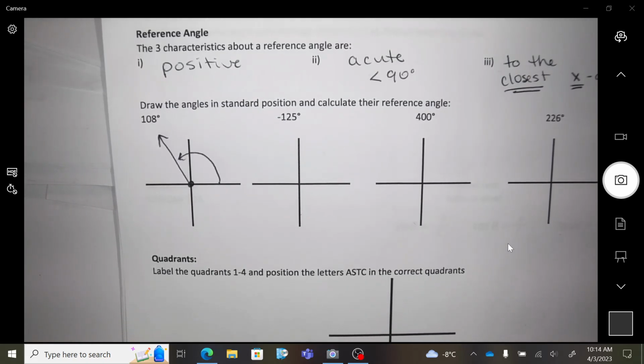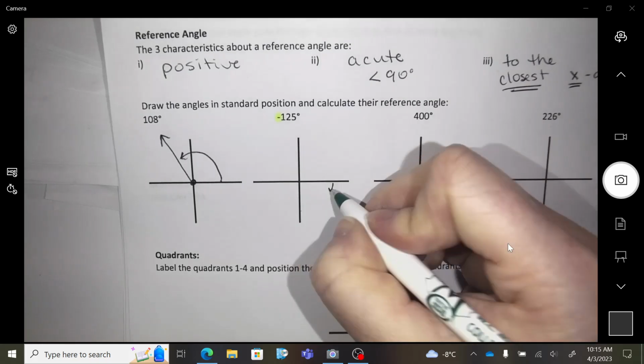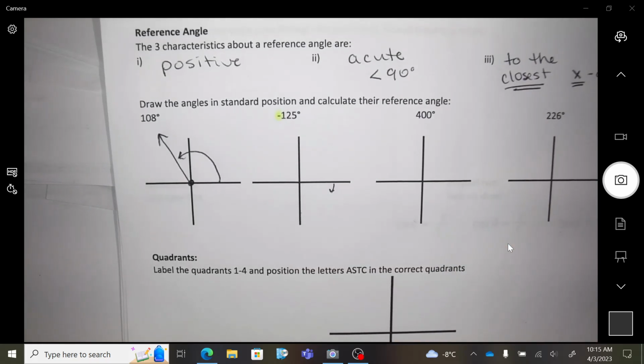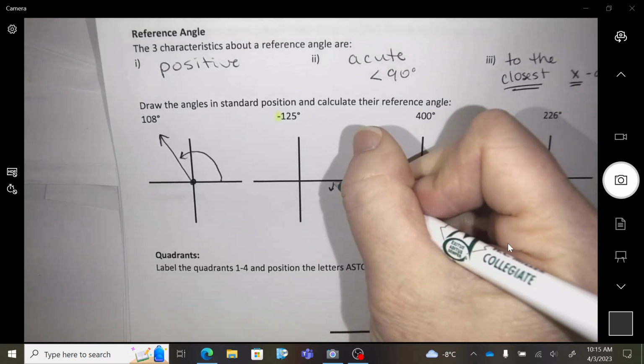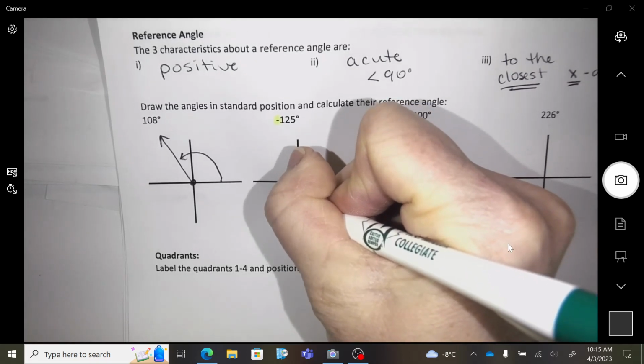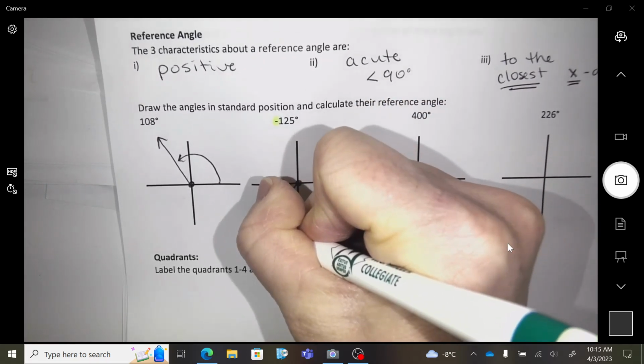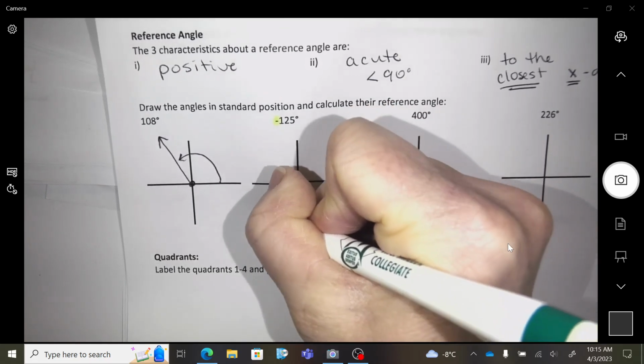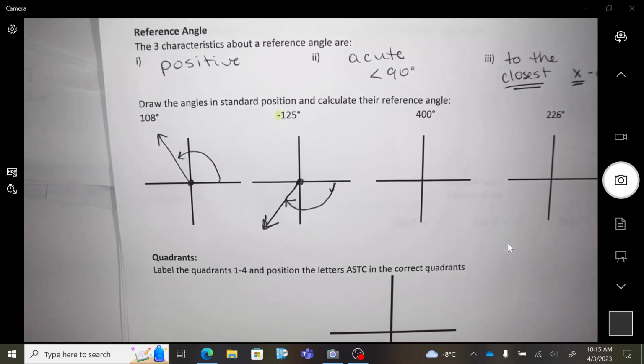Okay, this angle is, how do I draw negative 125 degrees? What does negative mean, do you think? I'm going to start rotating in this direction. I'm going to go down. So from the start, I'm going to go down, backwards. So if I go backwards 125, where would I land? Does that make sense?